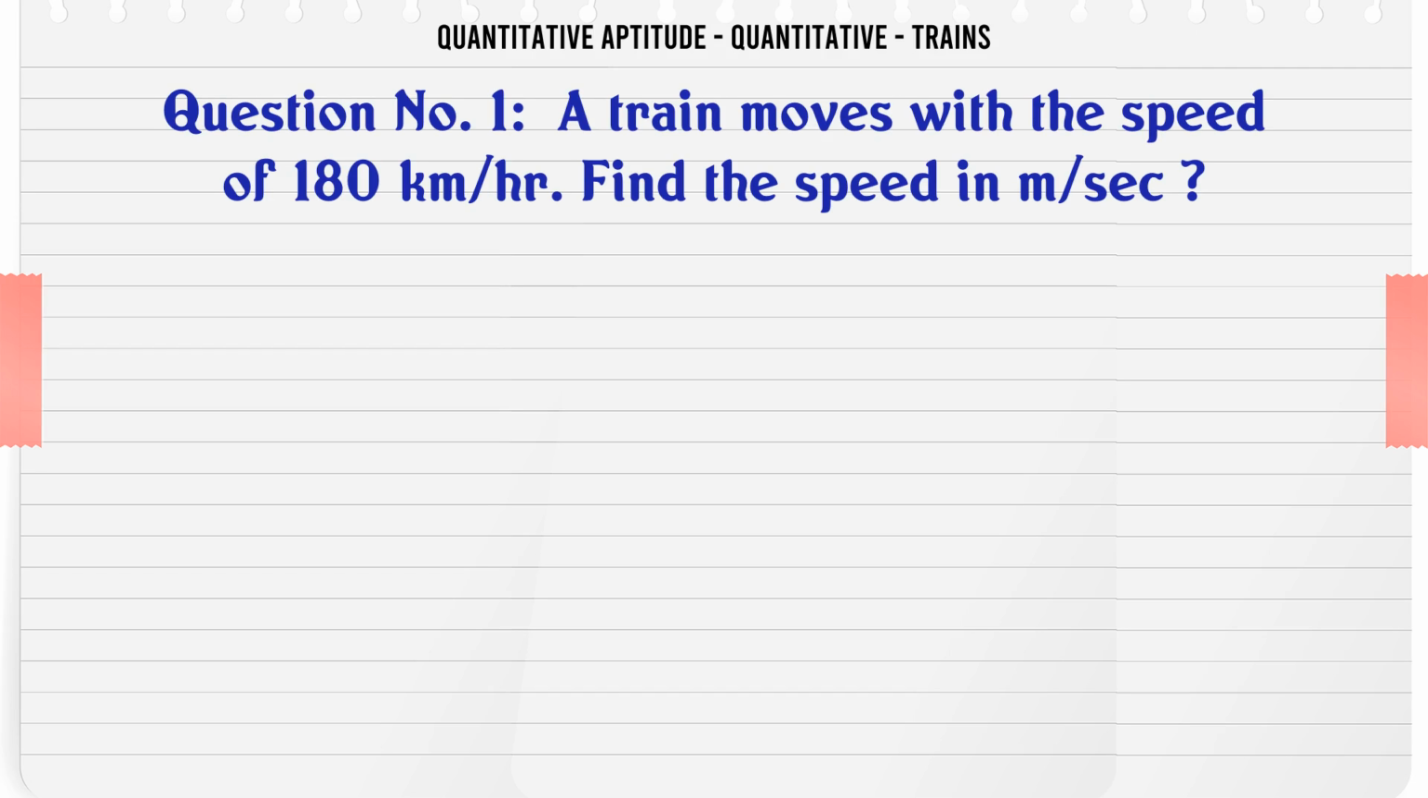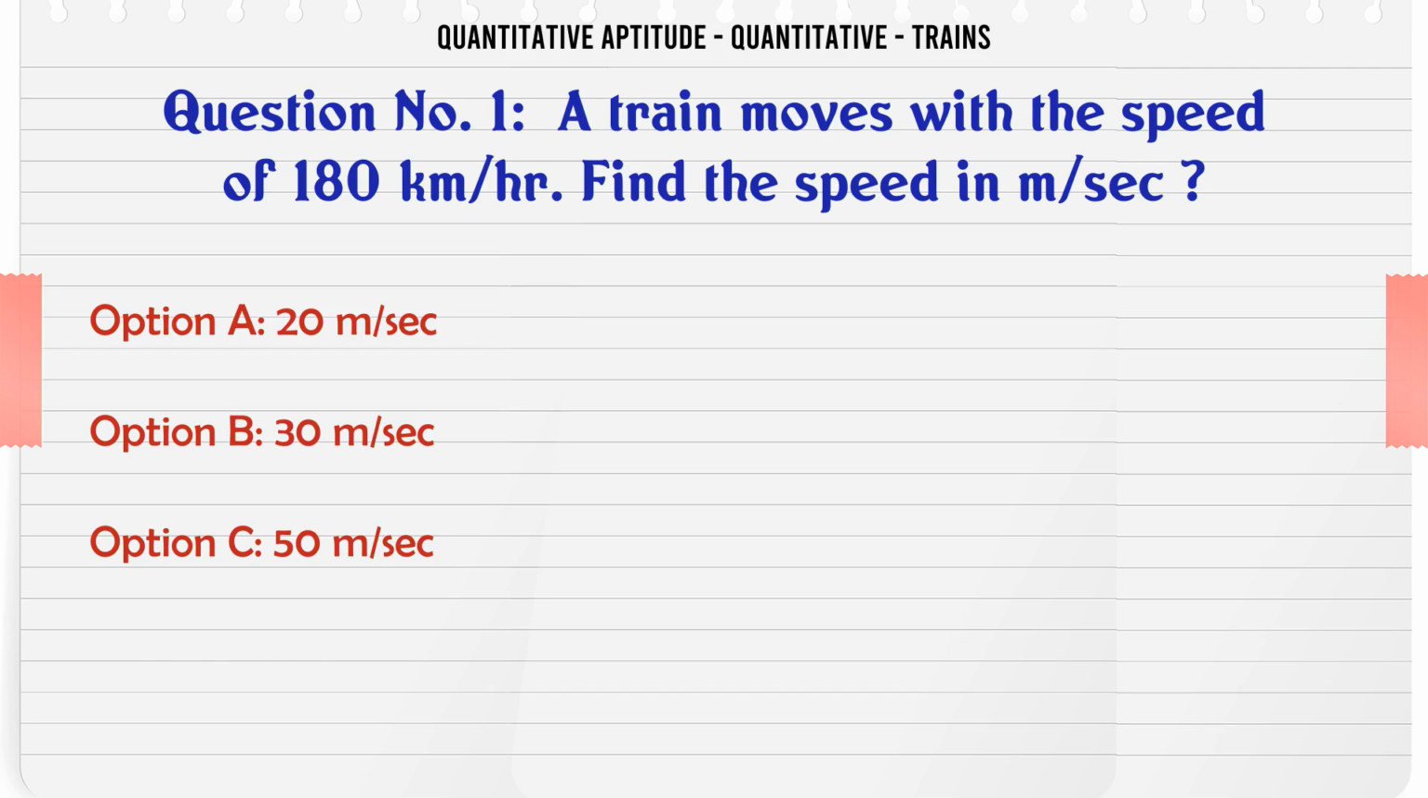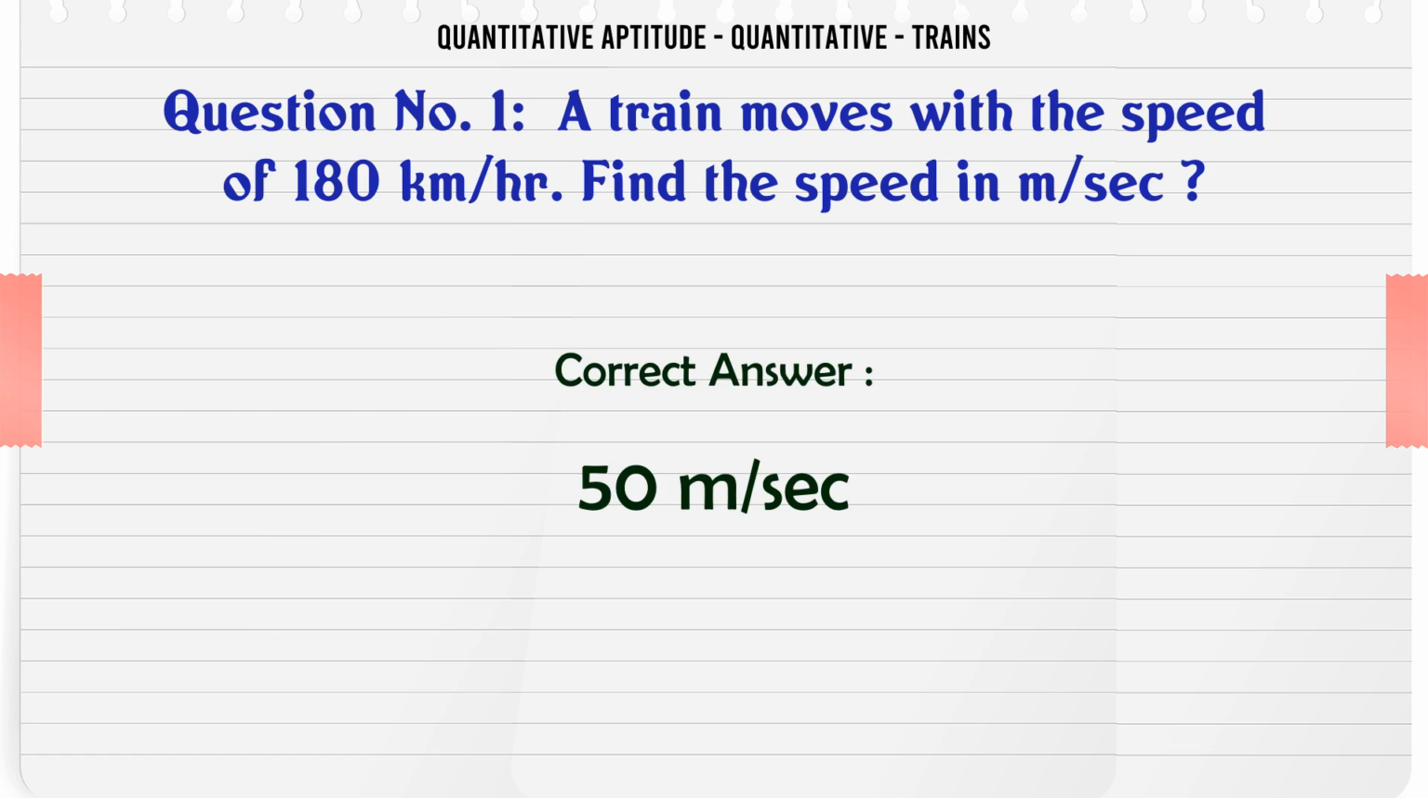A train moves with the speed of 180 km/h. Find the speed in m/s. A 20 m/s. B 30 m/s. C 50 m/s. D 70 m/s. The correct answer is 50 m/s.